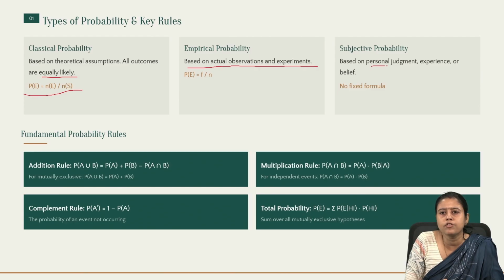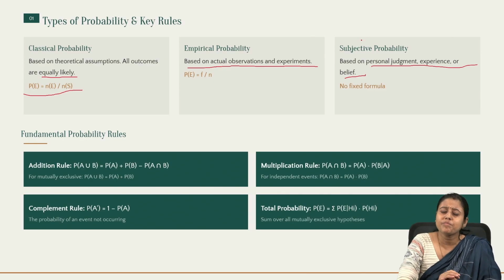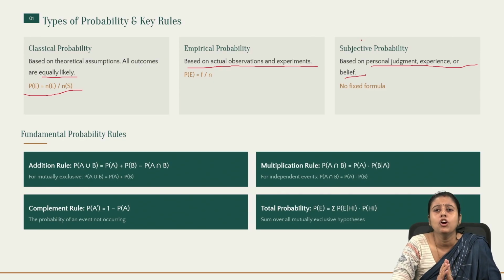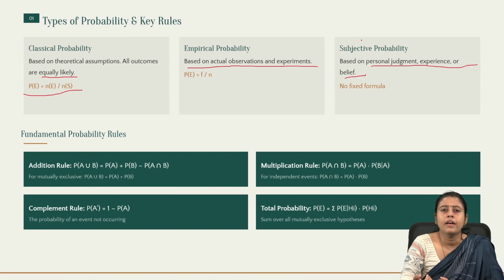Based on personal judgment, experience or belief, this is called the subjective probability. In the time of NLP, we are sometimes using experience-based probability. What is the probability of one special word coming? So what are the fundamental probability rules?